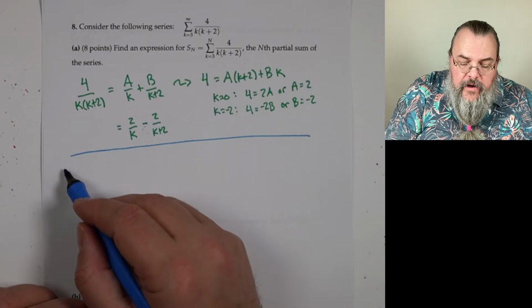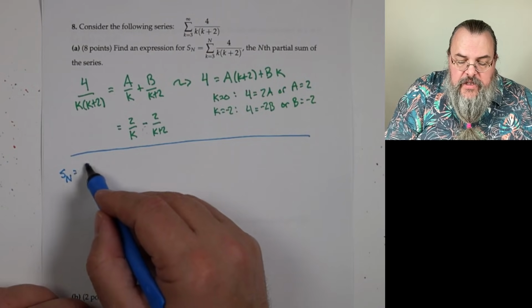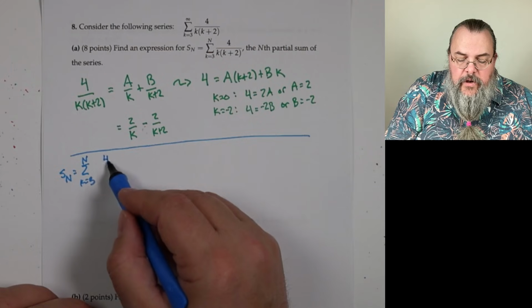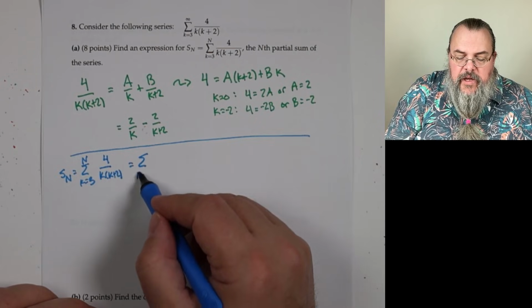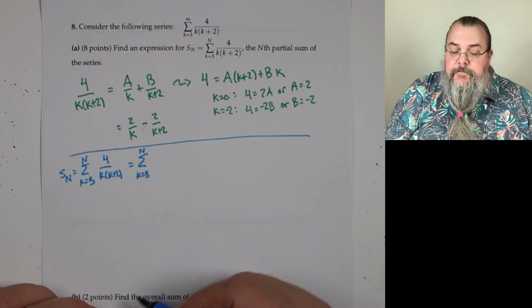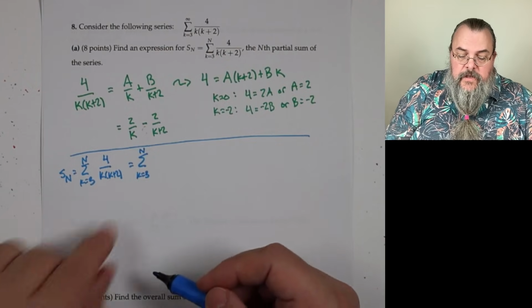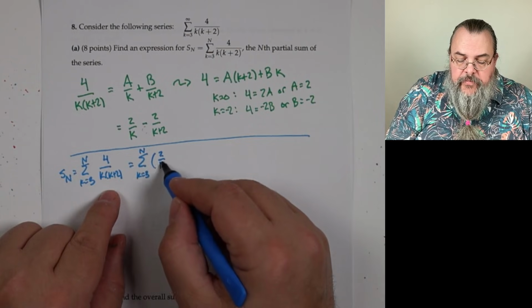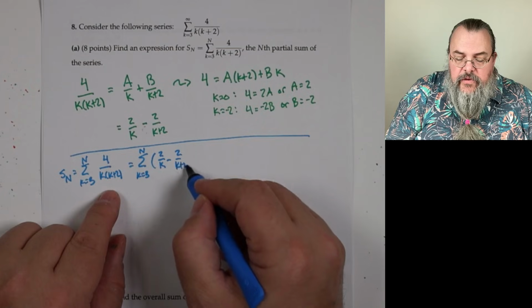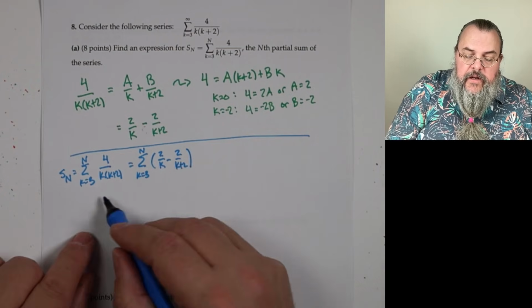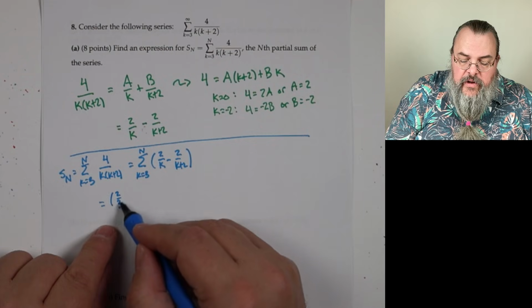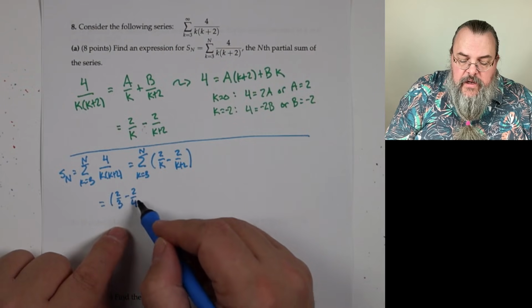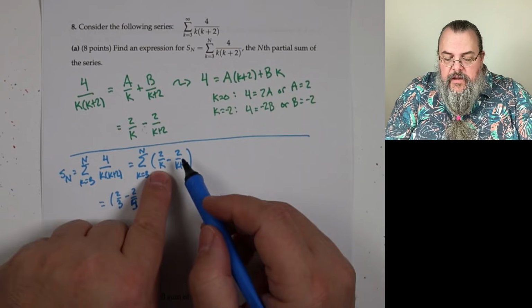We'll start with our S_n, that's our sum from 3 to capital N of 4 over k times k plus 2. Well, that's our sum from k equals 3 to capital N of 2 over k minus 2 over k plus 2. And now we're going to write some pieces down. So we'll start with 3. So that's 2/3 minus 2/5, right? K plus 2.